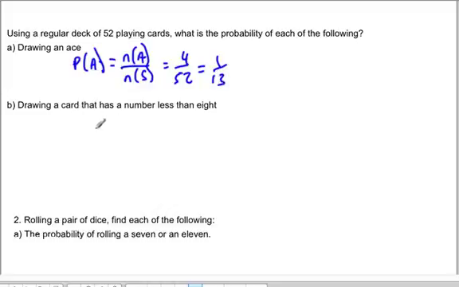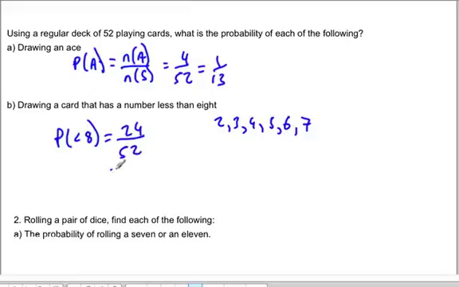Next one, drawing a card that has a number less than 8. That would be drawing a 2, 3, 4, 5, 6, or 7. So there are 6 different number cards and 4 suits. So the probability that it's less than 8 is going to be 24 over 52, which is equal to 6 over 13.